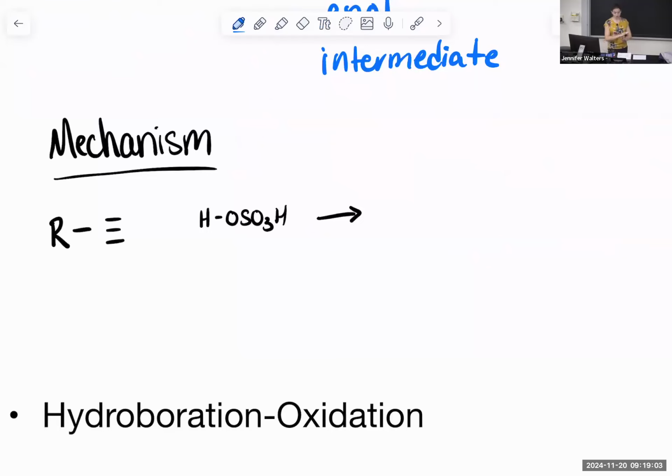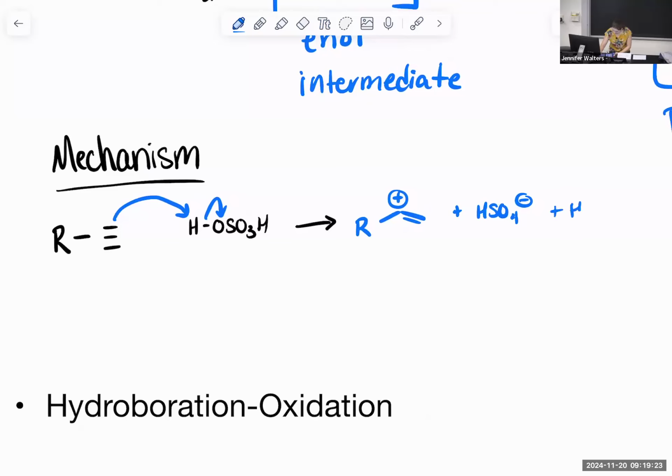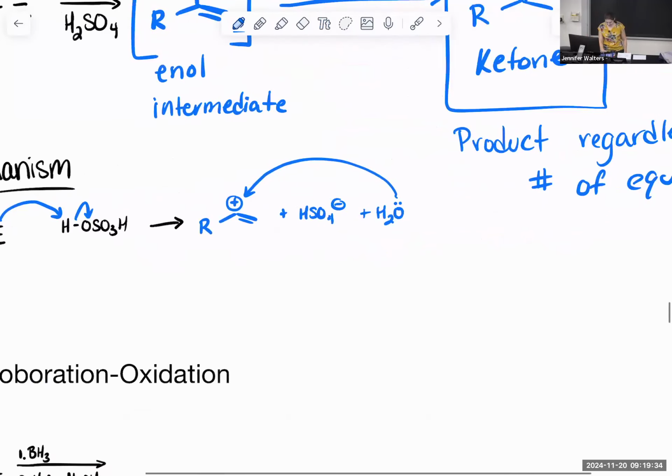It starts out just as a normal carbocation mechanism: the pi bond attacks the acidic proton, we kick out the conjugate base, and I make the most stable carbocation possible. You get that hydrogen sulfate plus water. Water is our nucleophile, because remember that hydrogen sulfate is so resonance stabilized, it will never be a nucleophile or base. So water attacks in.